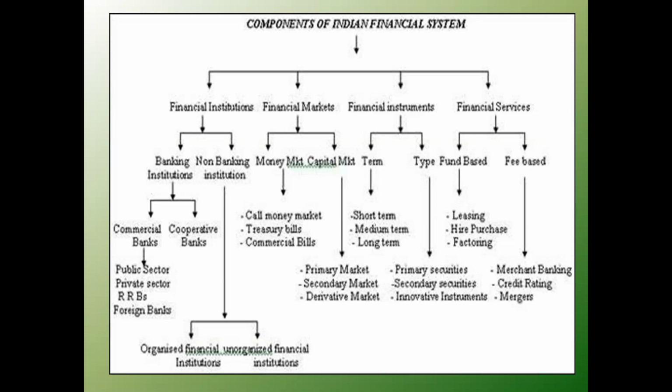Now, these non-banking financial institutions. These are also financial institutions which are further divided into two types: one, organized financial institutions, and second, unorganized financial institutions. Organized financial institutions are those institutions which are registered, or which are under the control of the authorities of the government. The government authorities are controlling and organizing the functions of such financial institutions.